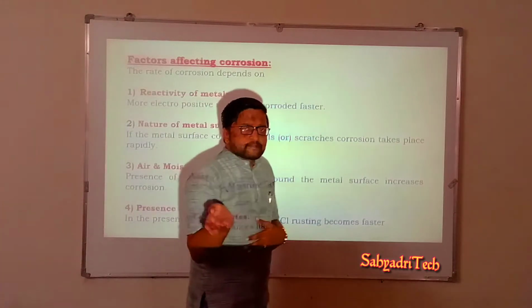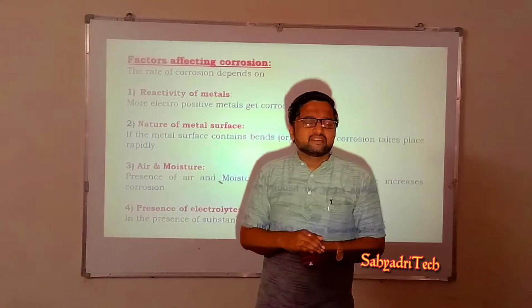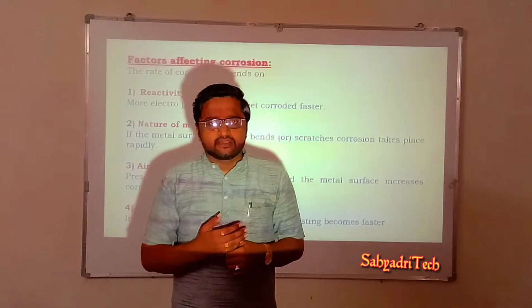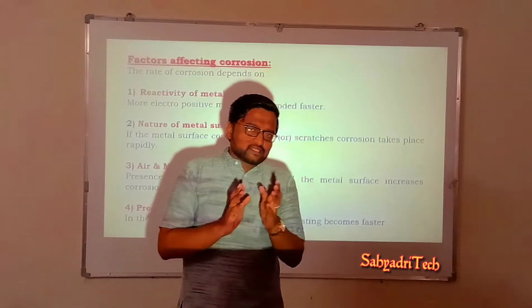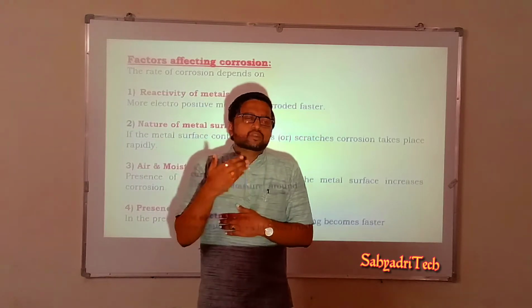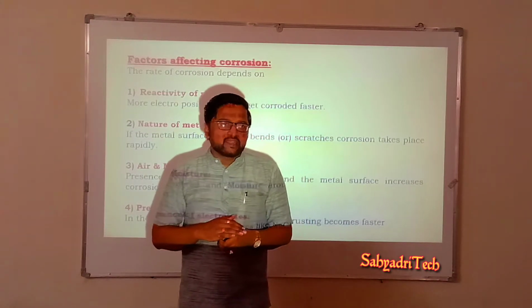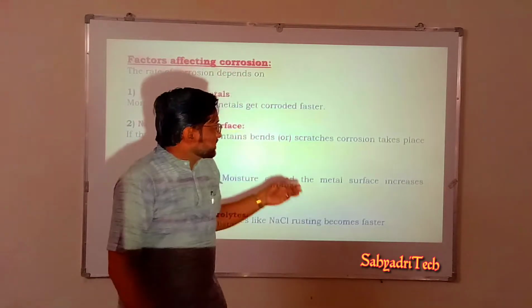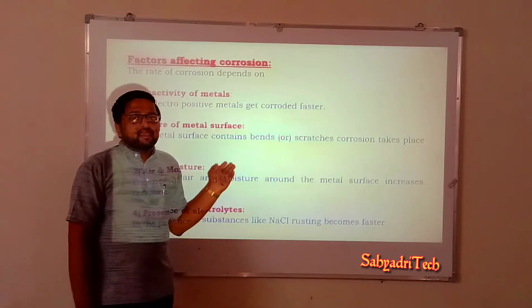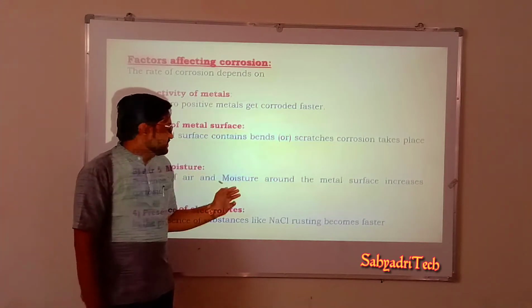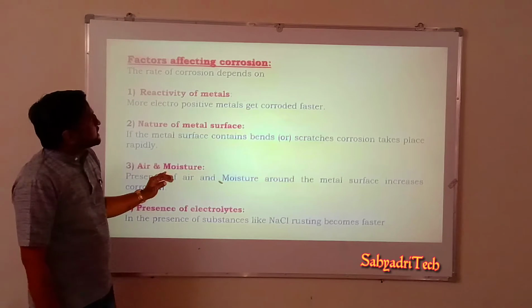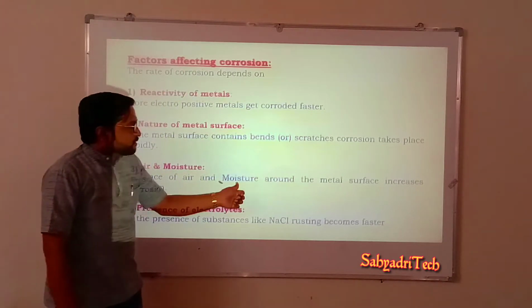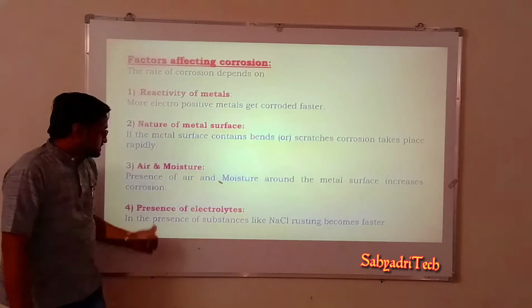The carbon dioxide dissolves in moisture content and gets converted into carbonic acid, that is H2CO3. So what happens in nature? If more and more carbon dioxide dissolves in moisture content, there will be formation of carbonic acid. So in turn, corrosion will be enhanced in the presence of acids. Okay, so we said air and moisture is also a factor which influences corrosion. The presence of air and moisture around the metal surface increases the corrosion.